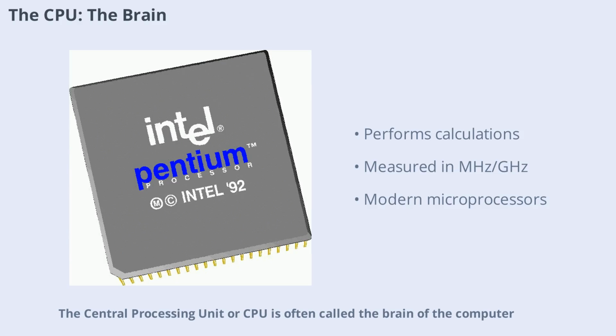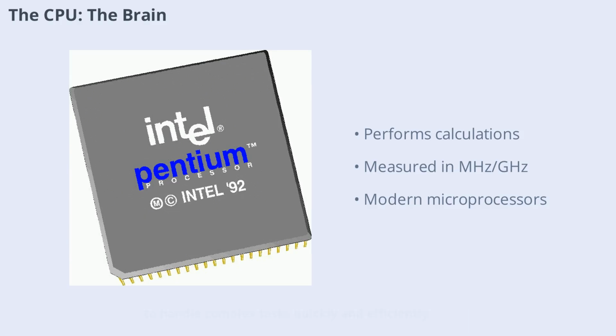The Central Processing Unit, or CPU, is often called the brain of the computer. It performs all the calculations and processes instructions, determining how fast your computer will run. CPUs are measured by their speed in megahertz or gigahertz. Modern computers use powerful microprocessors such as Intel's Pentium line to handle complex tasks quickly and efficiently.